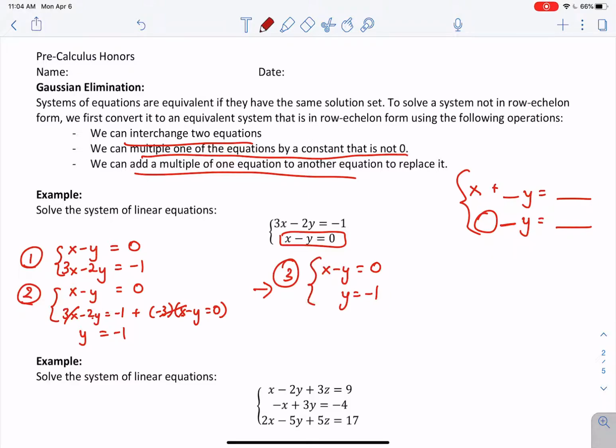So that gives me my echelon form. From this, I can solve. I know that y equals -1, and then I substitute -1 for y in the top equation, and I get x equals -1.